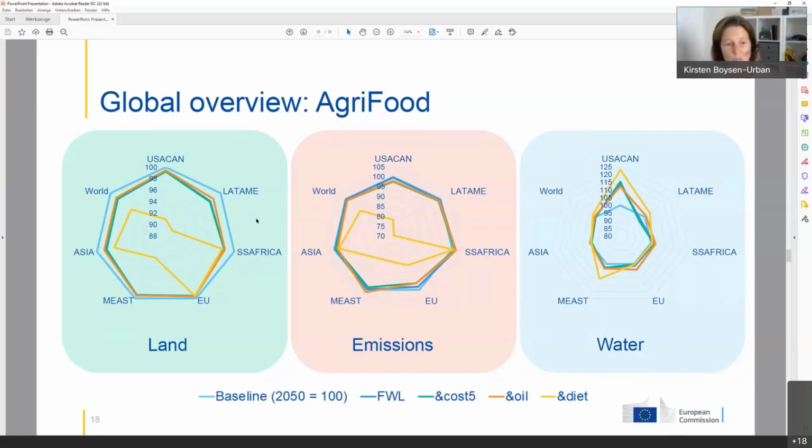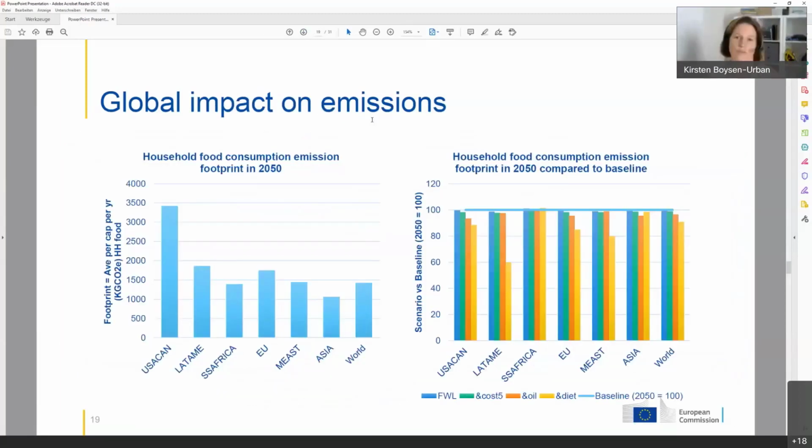And we see that when we consider the dietary changes, there is a big impact that leads to rather high reductions of land use and emissions. But with regard to water, we see a different picture. Here we see that water consumption increases compared to the baseline. And we can also look at the footprints.